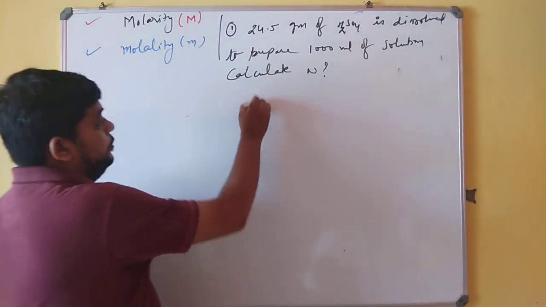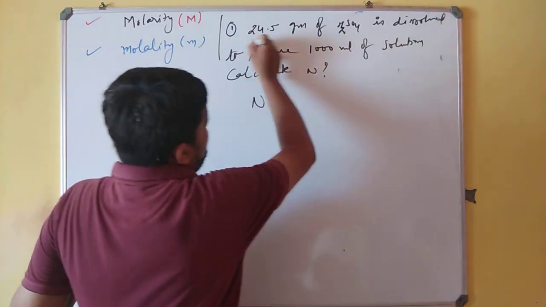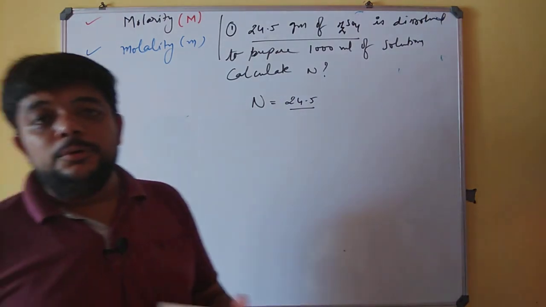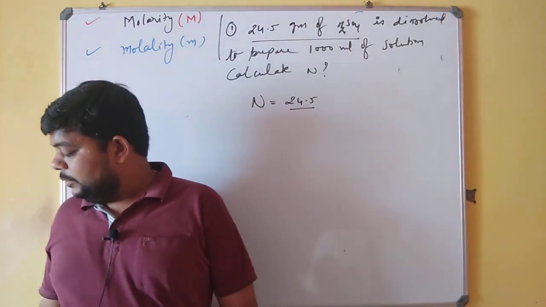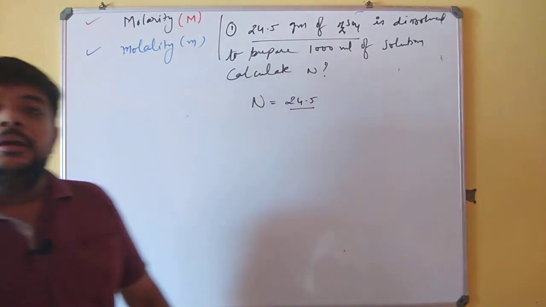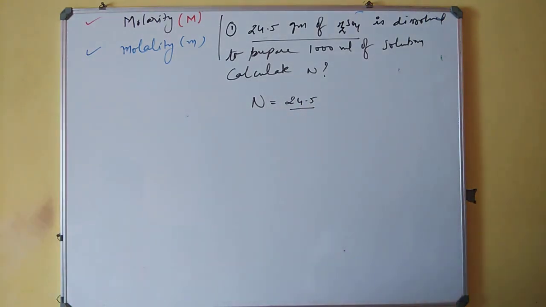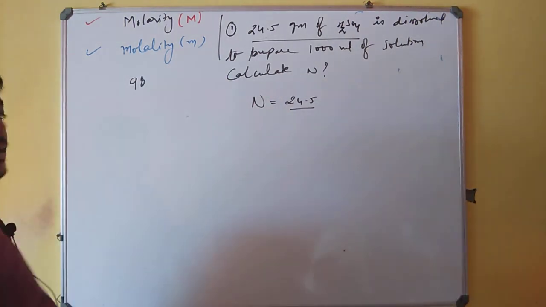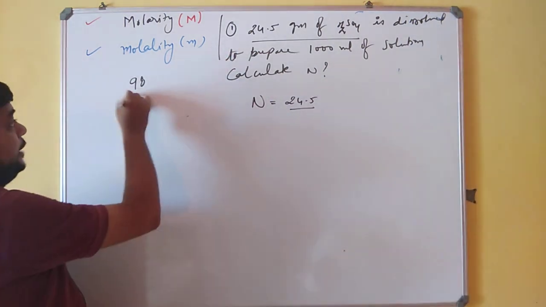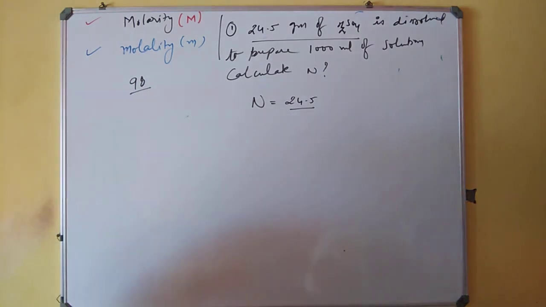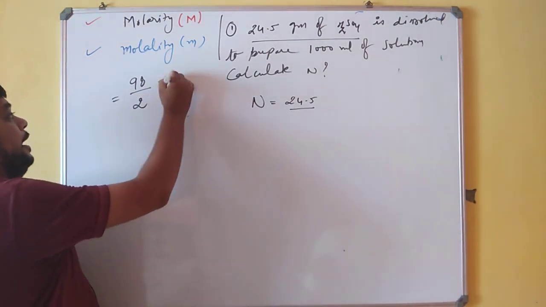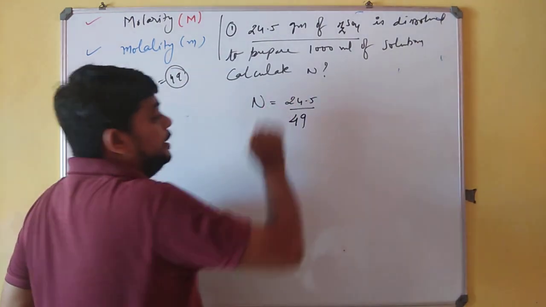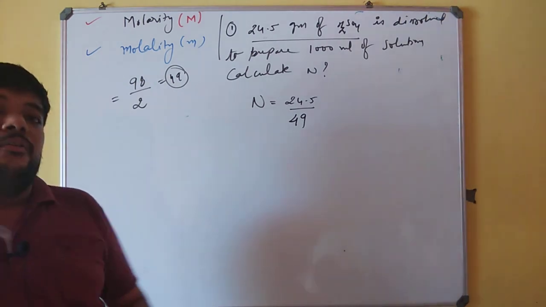What would you do? You will have normality, weight of the solute, that is 24.5. Then comes equivalent weight of the solute, and equivalent weight of the solute is equal to molecular weight divided by its equivalence. So over here the molecular weight is 98 for H2SO4. For H2SO4 the basicity is 2, and therefore I will divide it by 2 and I will end up with 49. So over here I have to mention 49. This 49 is nothing but the equivalent weight of a solute.